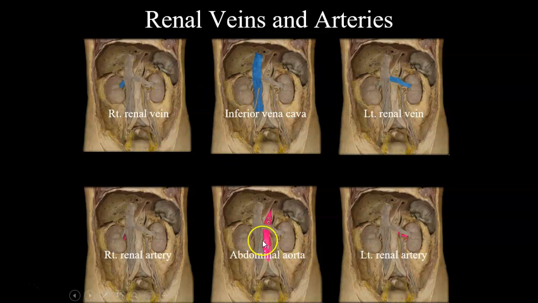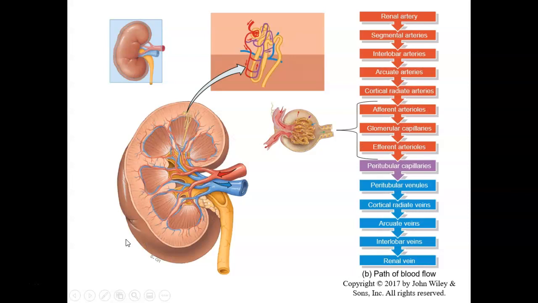Down here are the arterial side. Here's the abdominal aorta. Branching off the abdominal aorta is the left renal artery and the right renal artery. Again, that was all review from last semester. So when we look at this, no, you are not going to have to memorize every single piece and every single vessel of this, no.